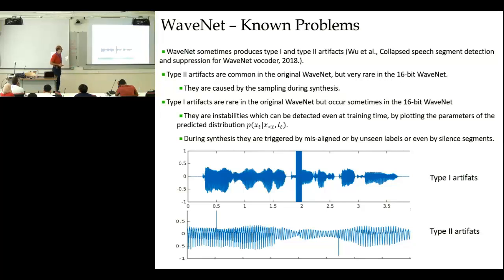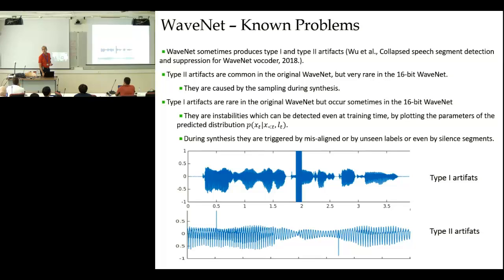Anyway, I like that they identify the problem and they categorize these two kinds of artifacts. Type 1 artifacts have noise, this zzz noise, and type 2 artifacts have some clicks, like that. Type 1 artifacts are produced when the output of WaveNet is parameters of a continuous distribution. And type 2 artifacts are mostly produced when the output of the network is the softmax.